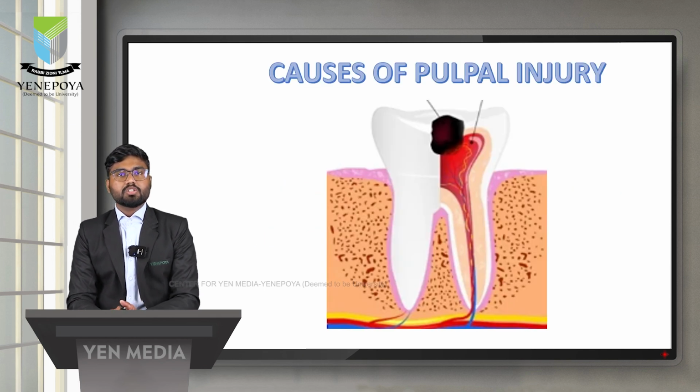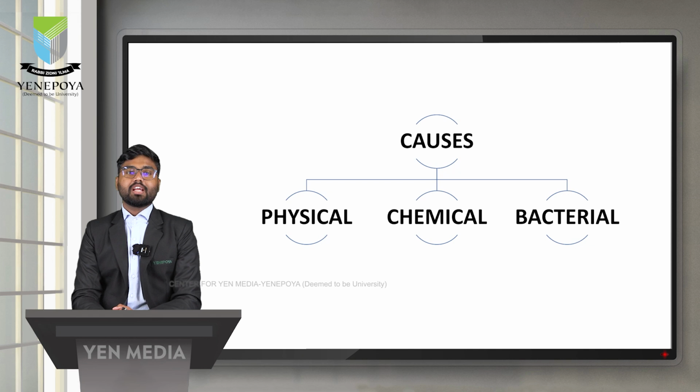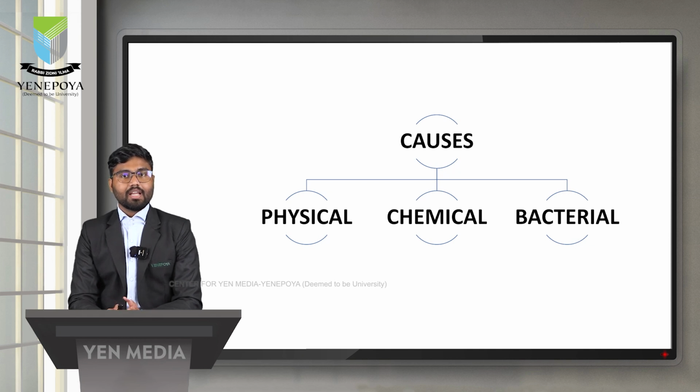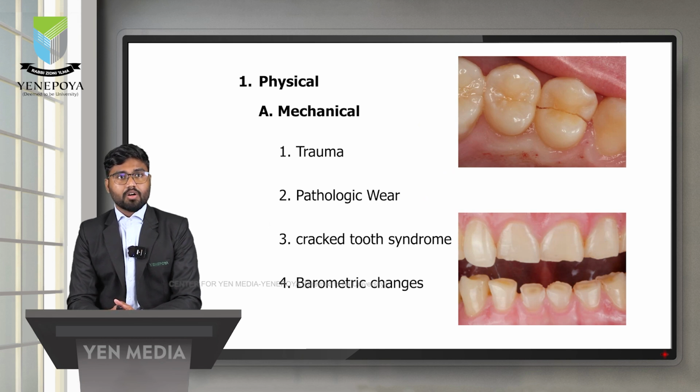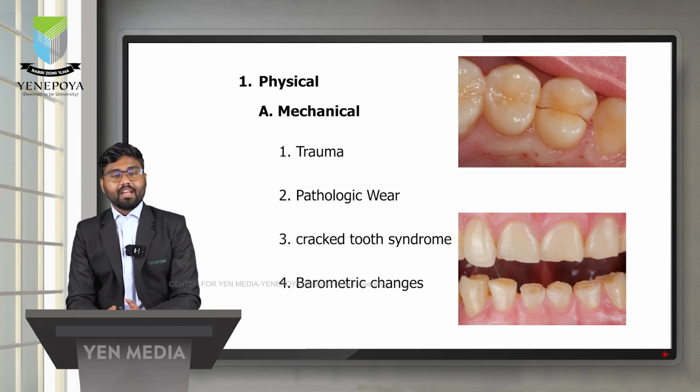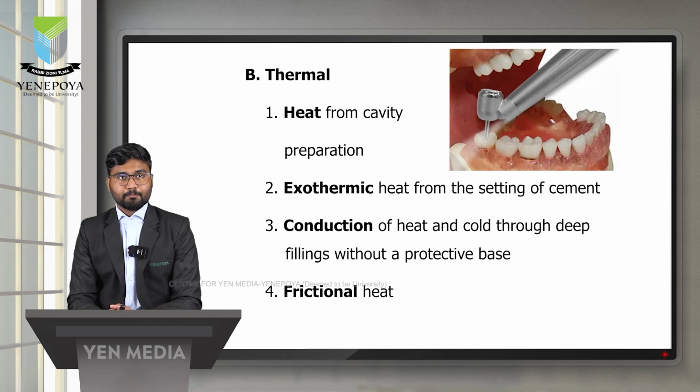So coming to the causes of pulpal injury, it can be broadly classified as physical, chemical and bacterial causes. So firstly, coming to the physical, it can be again subclassified as mechanical causes starting from trauma because of any contact sports or because of any kind of iatrogenic errors. Coming to the pathological wear, it can be abrasion or attrition, cracked tooth syndrome and barometric changes, that is the change in pressure, also called barodontalgia.